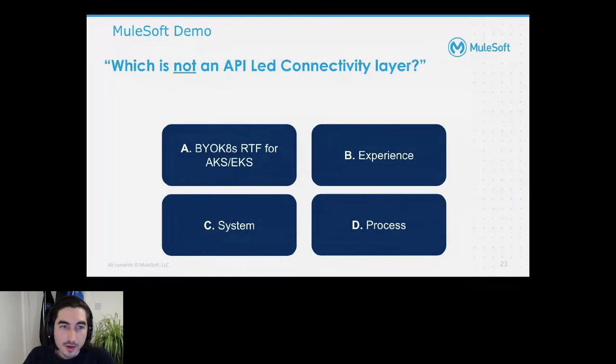Now, round number 3, final question: which is not an API-led connectivity layer? This is hopefully very obvious. A, bring your own Kubernetes, RTF for AKS, EKS. B, experience. C, system. D, process. Which is not an API-led connectivity layer? Please answer question number 3, and you can hit the submit button.